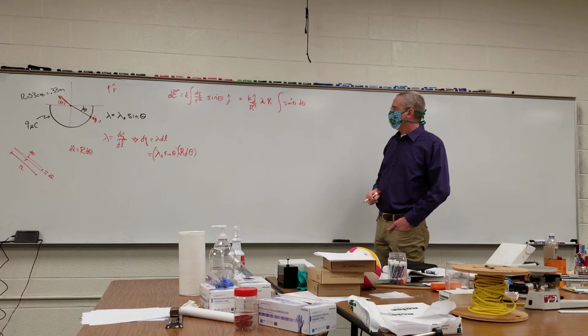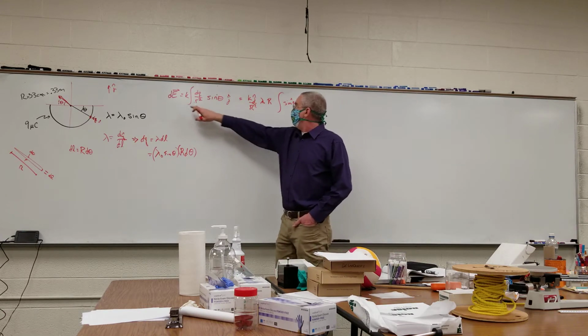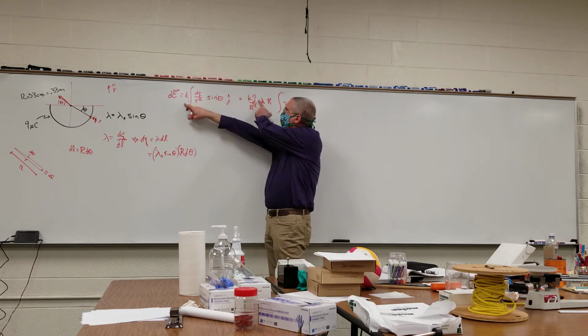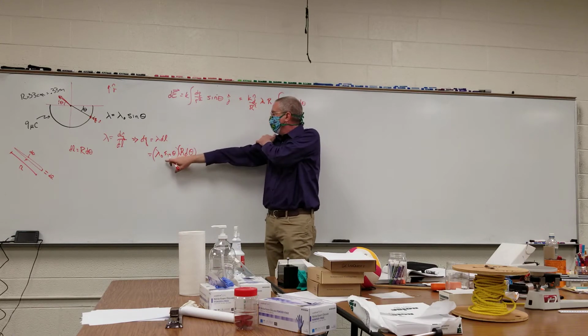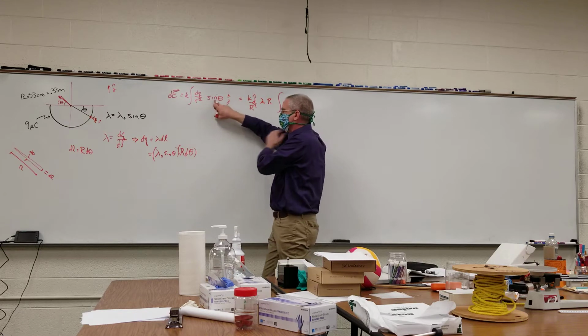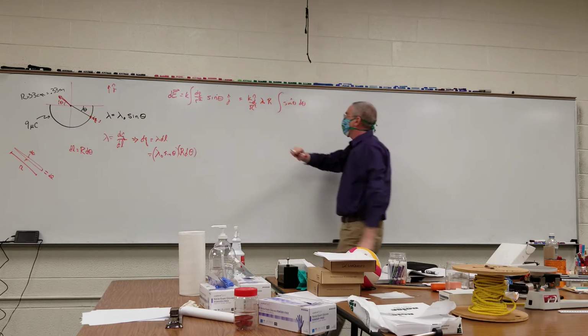Did I leave anything out there? Let's see, so I've got the k, j hat, and the r squared, the lambda sub naught, the r, and then I'm left with the sine thetas and the d theta. Okay, there we go.